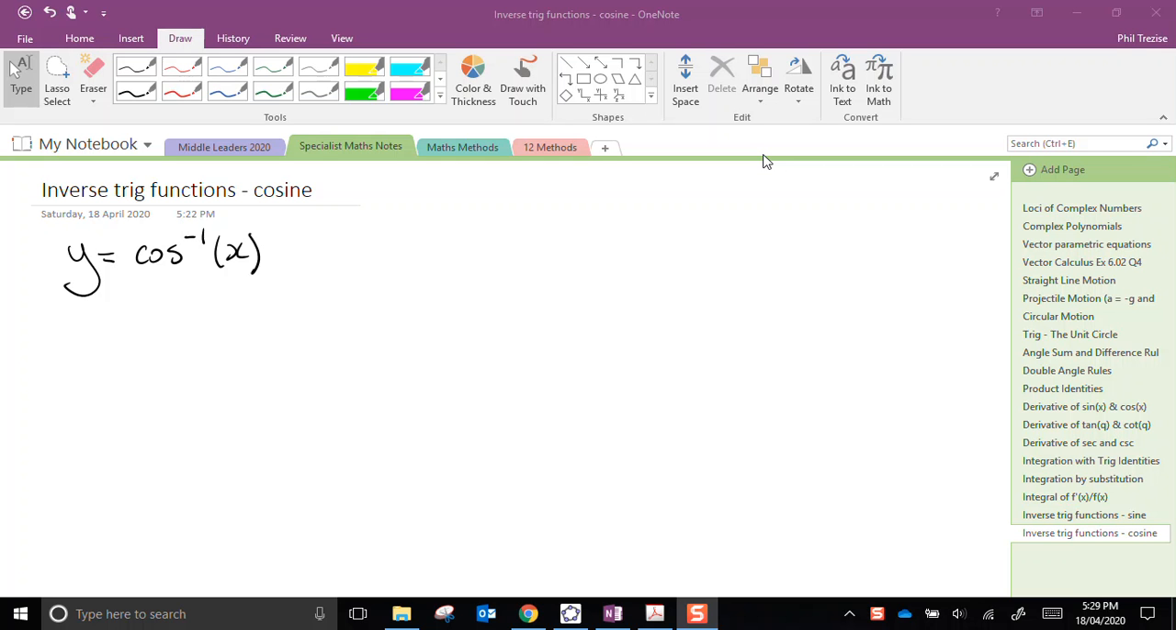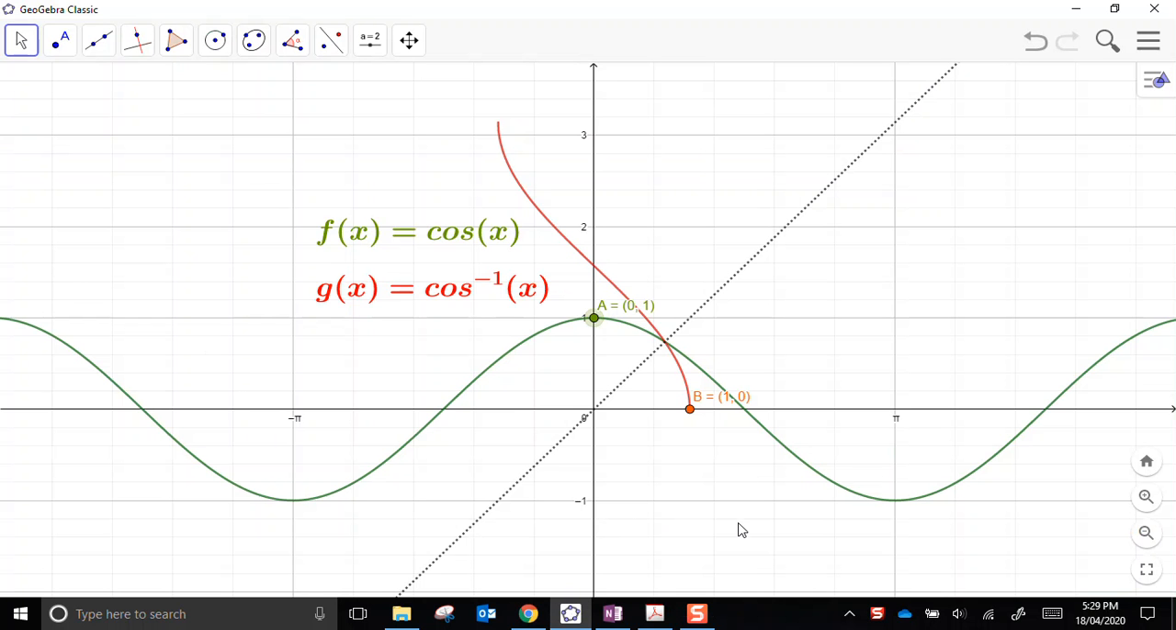Hi everyone, we're back again for the second instalment of derivatives of an inverse trig function. This time we'll be doing the inverse of the cosine function. So once again, let's take a quick look in GeoGebra.